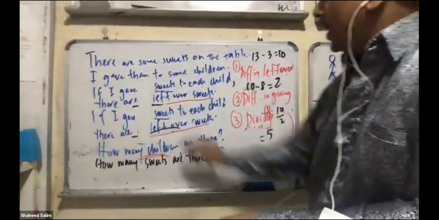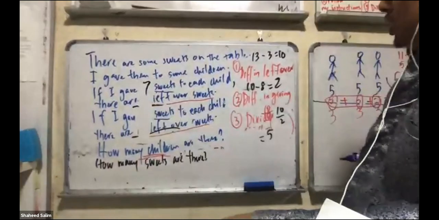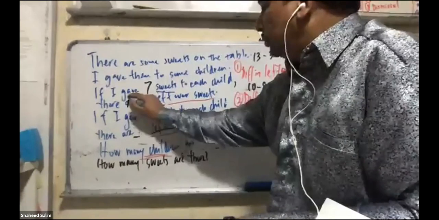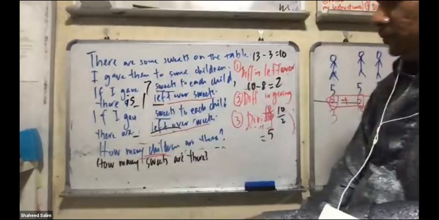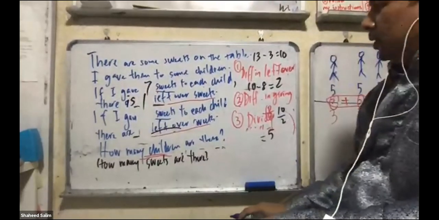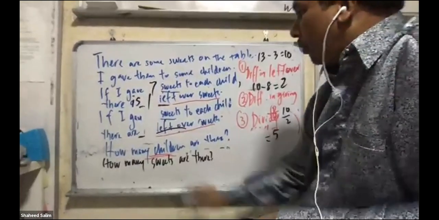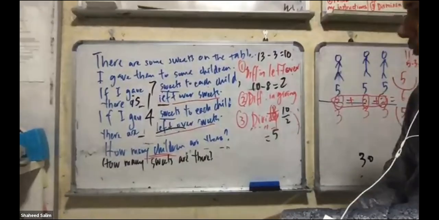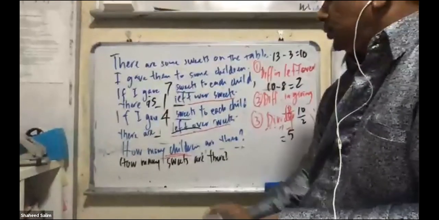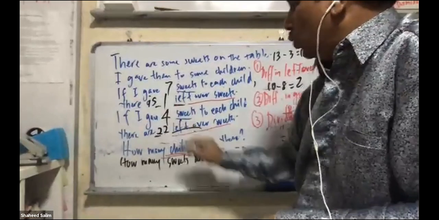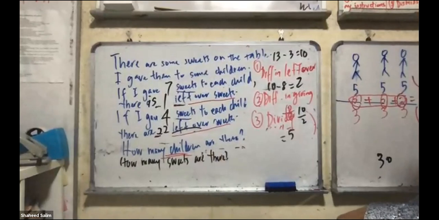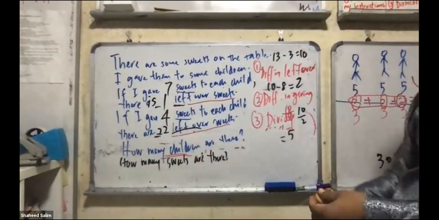So now, if I gave 7 sweets to each child, there is 1 leftover sweet. Only 1 leftover sweet. If I gave 4 sweets to each child, there's 22 leftover sweets. How many children are there? And how many sweets are there?